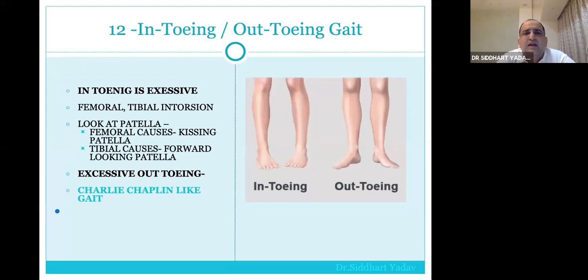Now, this is intoeing or outtoeing gait. Intoeing is seen in excessive femoral anteversion or tibial intorsion. The patellae are directed inwards, and they are called kissing patellae. Excessive outtoeing is in the opposite direction. That is also known as Charlie Chaplin-like gait, and it is also caused by abnormal tibial torsion. So, intoeing and outtoeing gait.